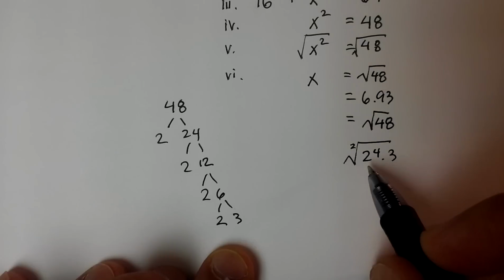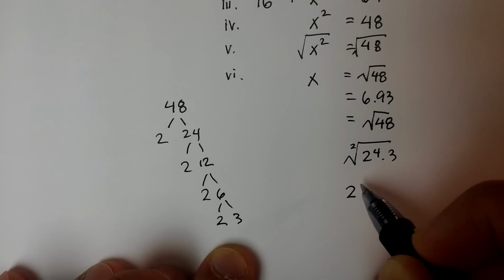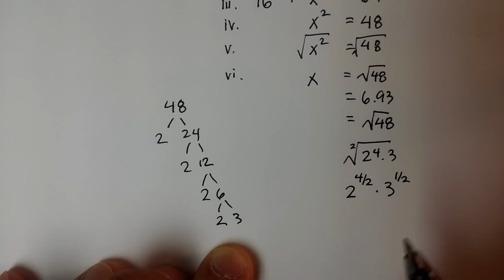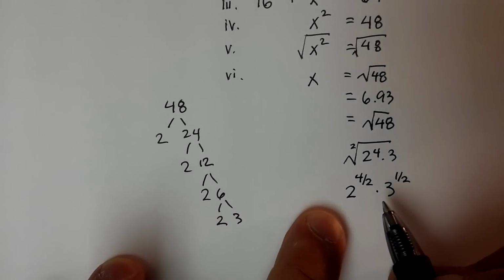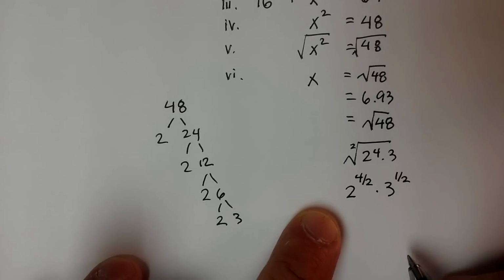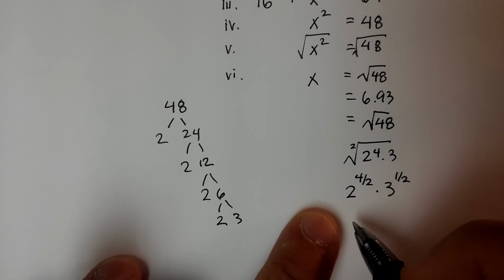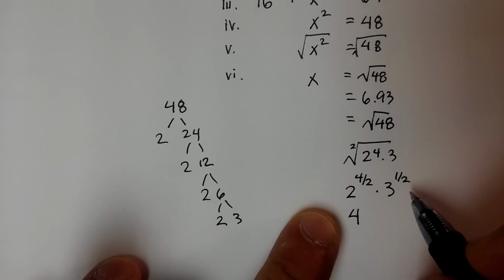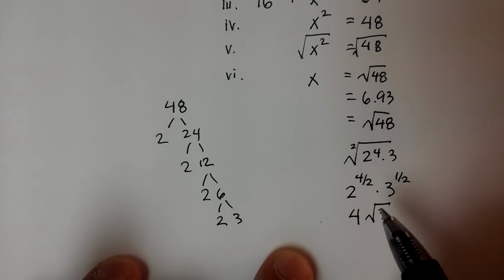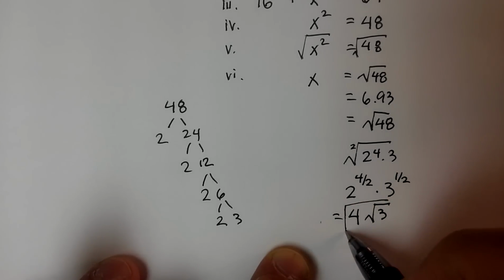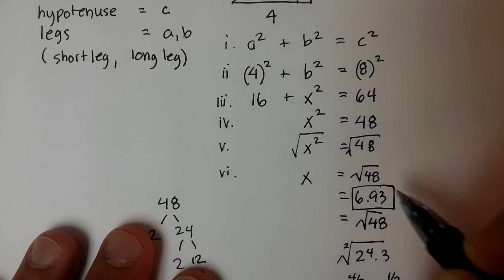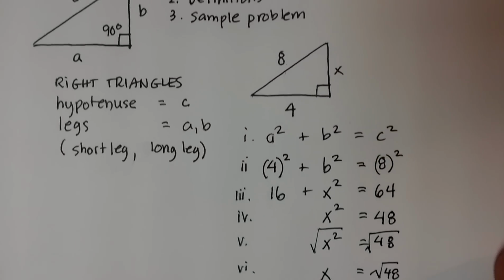Remember how to change these to the exponential form. So you say 2 to the 4 over 2 times 3 to the 1 over 2. If you don't remember how to do this, go check one of the videos on changing radicals to exponential, to fractional exponent form. This becomes 2 squared, which is just 4. That stays a fraction, so it goes back underneath. And you get the square root of 3, okay? So the answer would be 4 radical 3, or 6.93. Okay, I hope that was helpful.